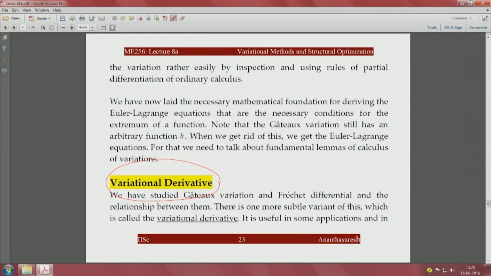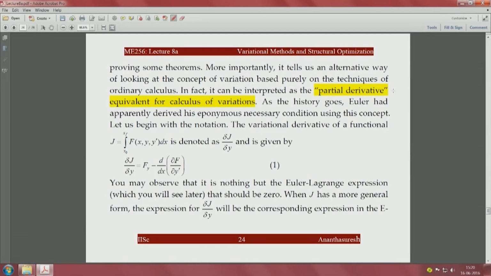Okay. There is another very interesting concept of variational derivative. We discussed Gateaux variation and Frechet differential. Now, the third one, variational derivative, which is very important, and in fact, this is how history says Leonhard Euler had derived his equations for the necessary condition. Again you should read the notes to understand the details, but he had simply used the notion of partial derivative.